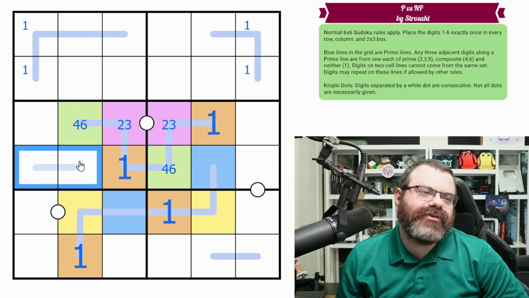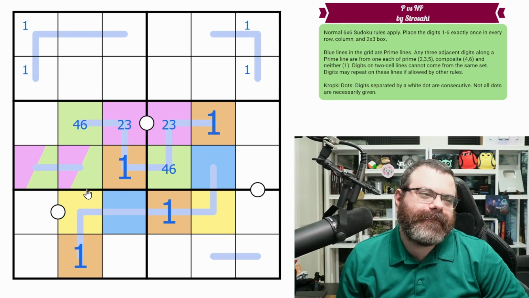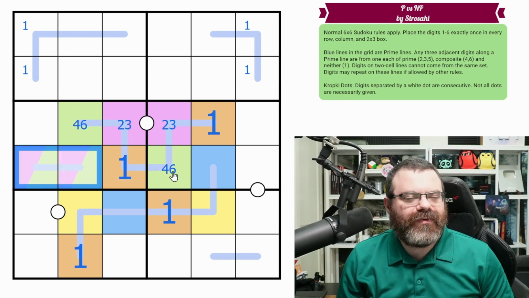Oh, this isn't the one group. So this is purple. This has purple green on it, because it can't have orange on it. It sees the one orange. So we have a singular orange. We have the other green. We have the 4, 6.